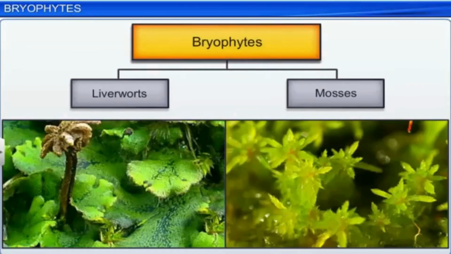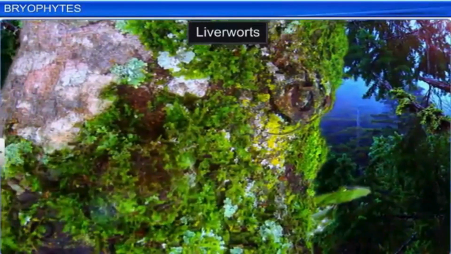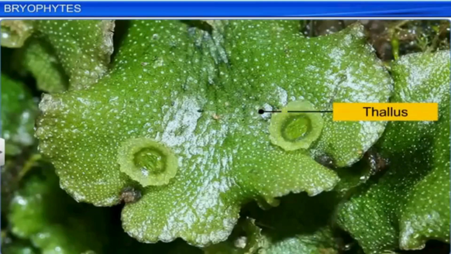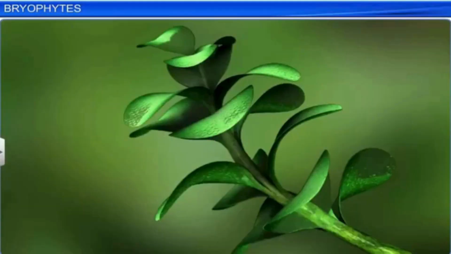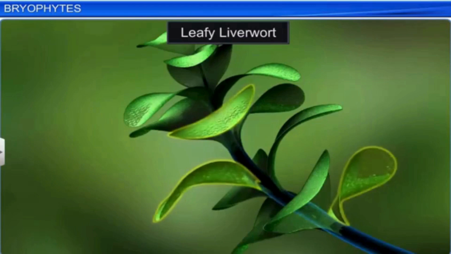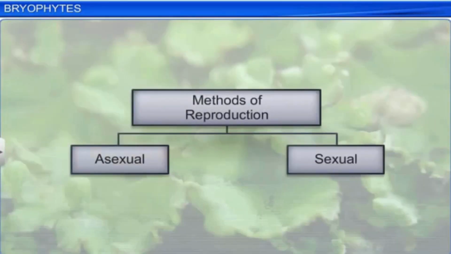Bryophytes are of two types: liverworts and mosses. You can find liverworts in moist and shady environs such as barks of trees. The plant body, a thallus, is dorsiventral and appressed to the substrate. However, in the case of leafy liverworts, the plant body bears tiny leaf-like appendages in 2 rows on the stem-like structures. Liverworts reproduce both asexually and sexually.